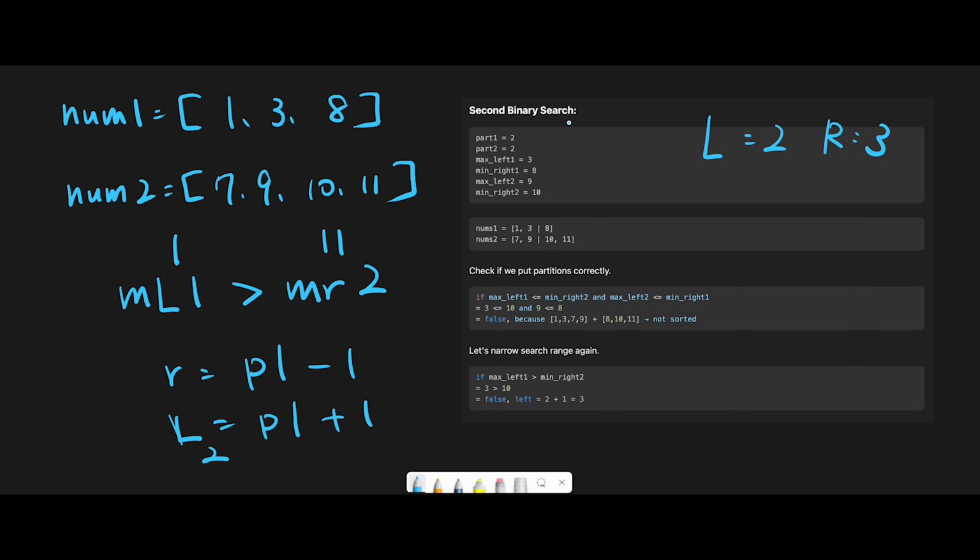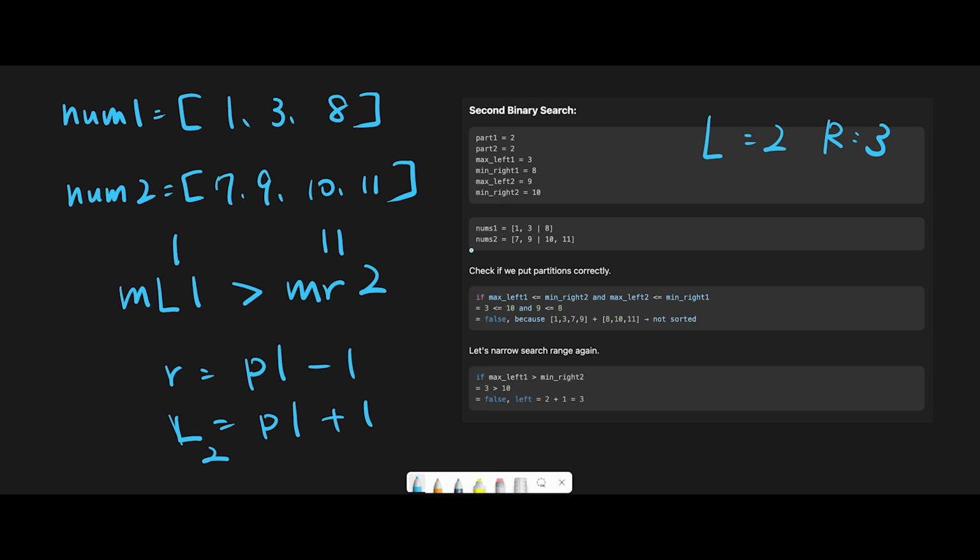Okay, let's talk about the second binary search. Now the left pointer is 2, and the right pointer is still 3. Let's calculate partition 1 and partition 2. I forgot to add the formula, but do you remember partition 1 is left plus right divided by 2. So 2 plus 3 divided by 2, and 5 divided by 2 is 2, right? And partition 2 is length 1 plus length 2 plus 1, so that is 8. Divide by 2, that is 4, minus partition 1. 4 minus 2 is 2, right?